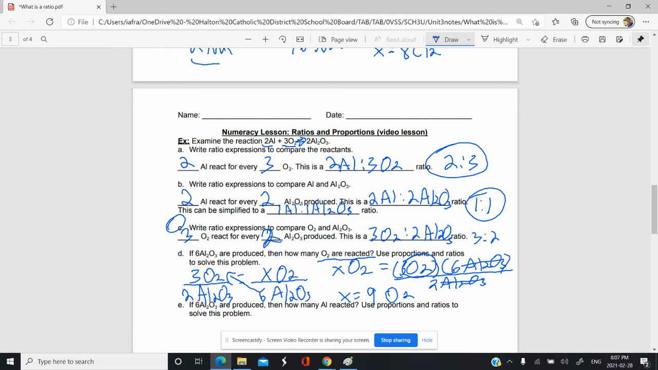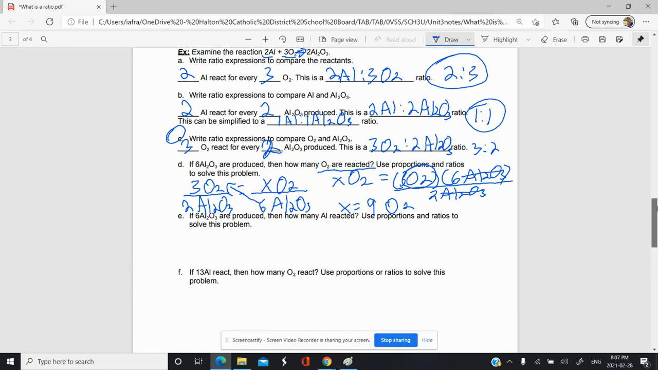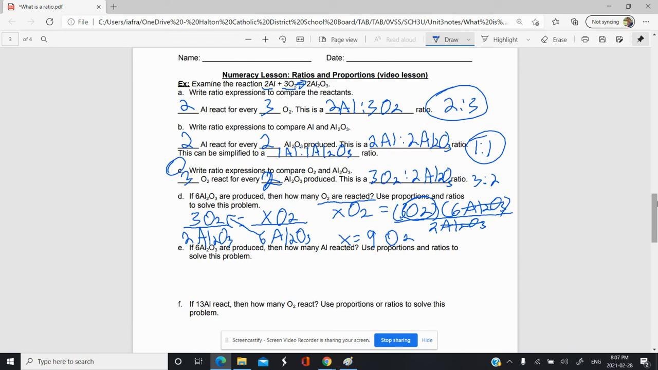And you could actually do the same thing to figure out your number of Al. So let's take a look. So if 6 Al2O3 are produced, how many Als reacted? So let's compare Al2O3 to our aluminums this time. Notice it's a 1-to-1 ratio. That's easy.